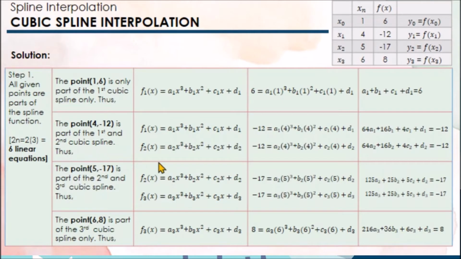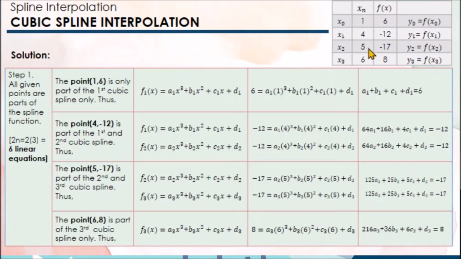For our second cubic spline, we have f sub 2 of x is equal to a sub 2 x cubed plus b sub 2 x squared plus c sub 2 x plus d sub 2. Substituting our f sub 2 of x, that is negative 12, and our x here, that is 4. So we have negative 12 is equal to a sub 2 times 4 cubed plus b sub 2 times 4 squared plus c sub 2 times 4 plus d sub 2. And then simplifying this, we have 64a sub 2 plus 16b sub 2 plus 4c sub 2 plus d sub 2 is equal to negative 12.